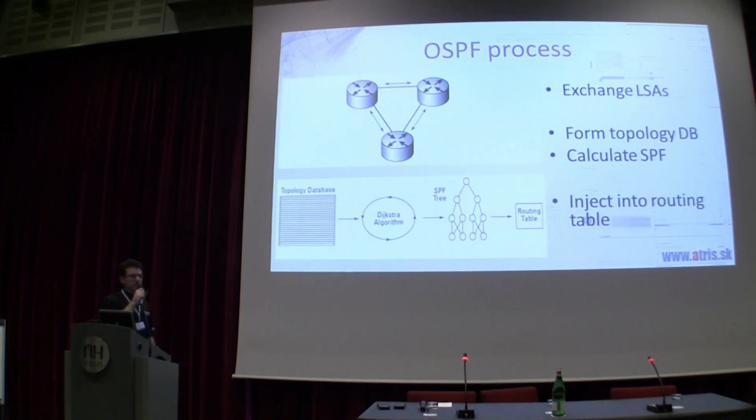So how the OSPF process actually works, first of all the routers exchange LSAs, so they talk to each other. Then they form a topology database, which is kept in memory. Then the algorithm is run on the topology database, and the shortest tree, so the SPF tree is calculated. And then the resulting calculations, the resulting shortest paths for all destinations are injected into the routing table. This is a simplified version, but that's basically what's being done.